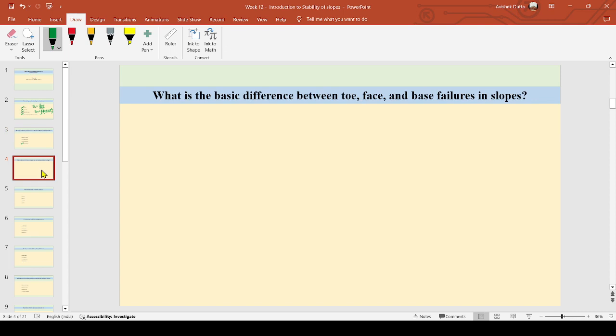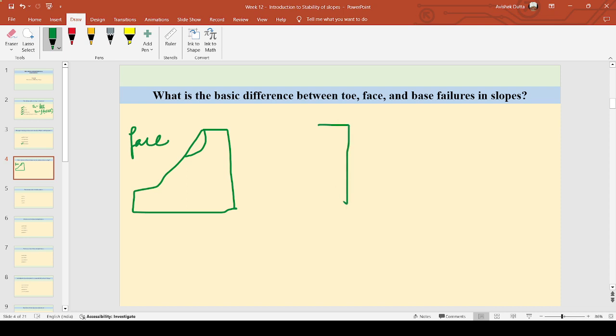What is the basic difference between toe, face and base failures in slopes? I'll first start with the face failure. If this is a slope, then the failure surface or the critical slip circle, if it intersects at some point above the toe, then it is called face failure. Now in the case of toe failure, I hope it is clear by now that this critical slip surface will intersect exactly at the toe.